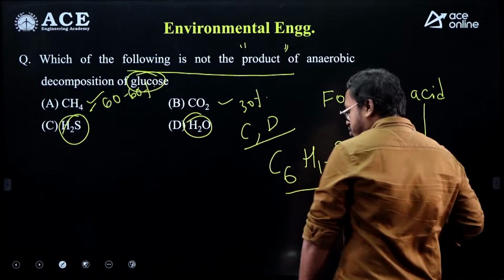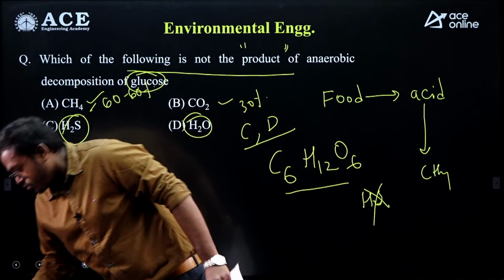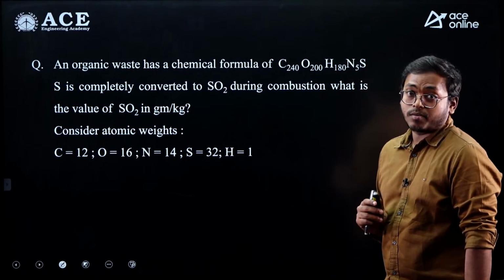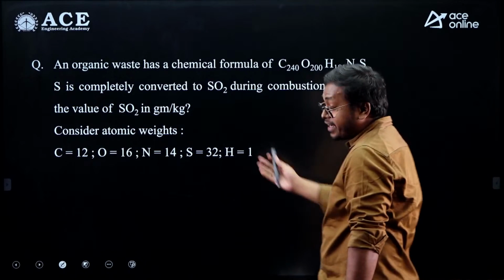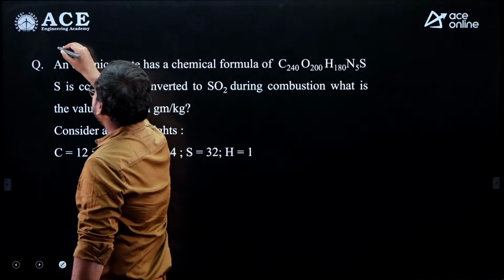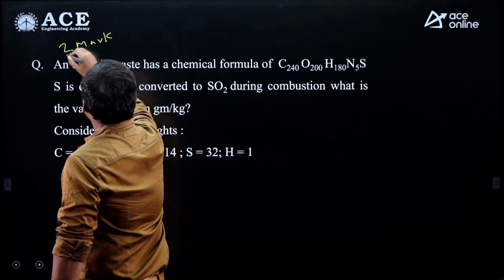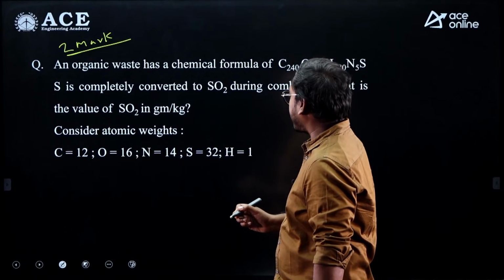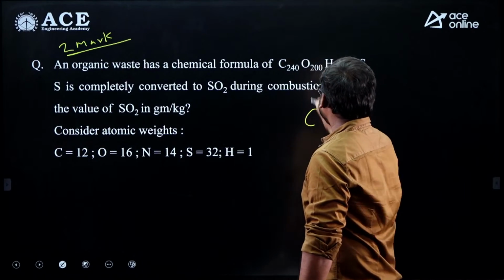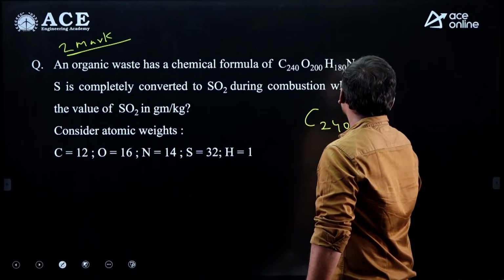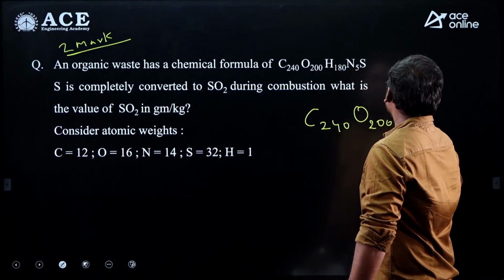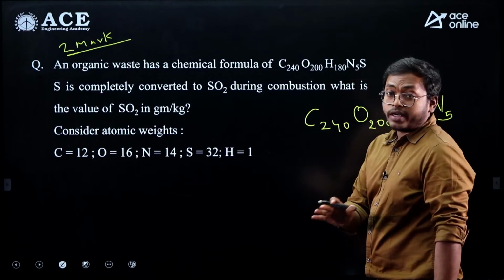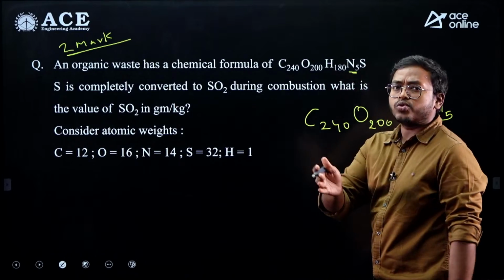Now let us move on to the next question. This question is for 2 marks, probably one of the easiest questions you can get from solid waste management. I am pretty much sure everyone watching this would be getting 2 marks, because this is a similar question which we have solved in the class also. In this, the organic matter is given as C240, O200, H180, N5.